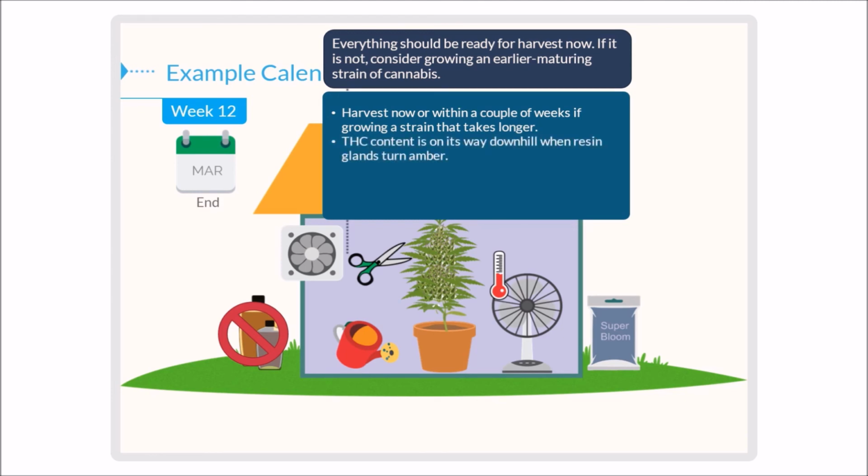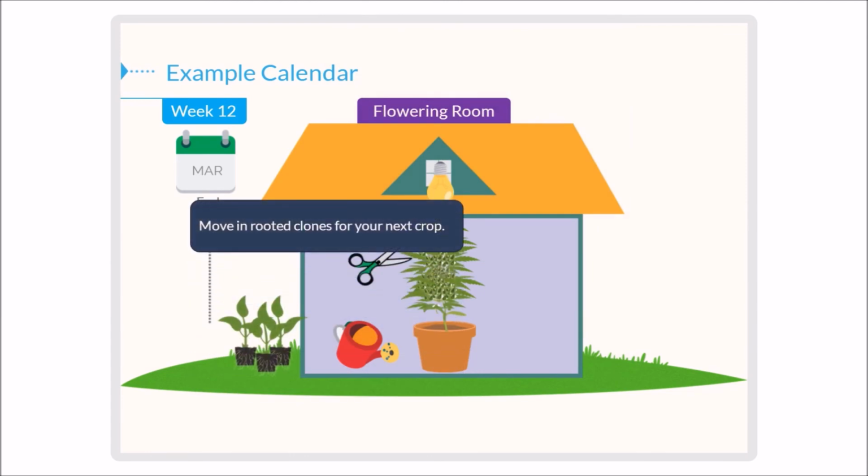THC content is on its way downhill when resin glands turn amber. Let seed crops go until the seeds are big and healthy before harvesting. Harvest and clean up. Move in rooted clones for your next crop.